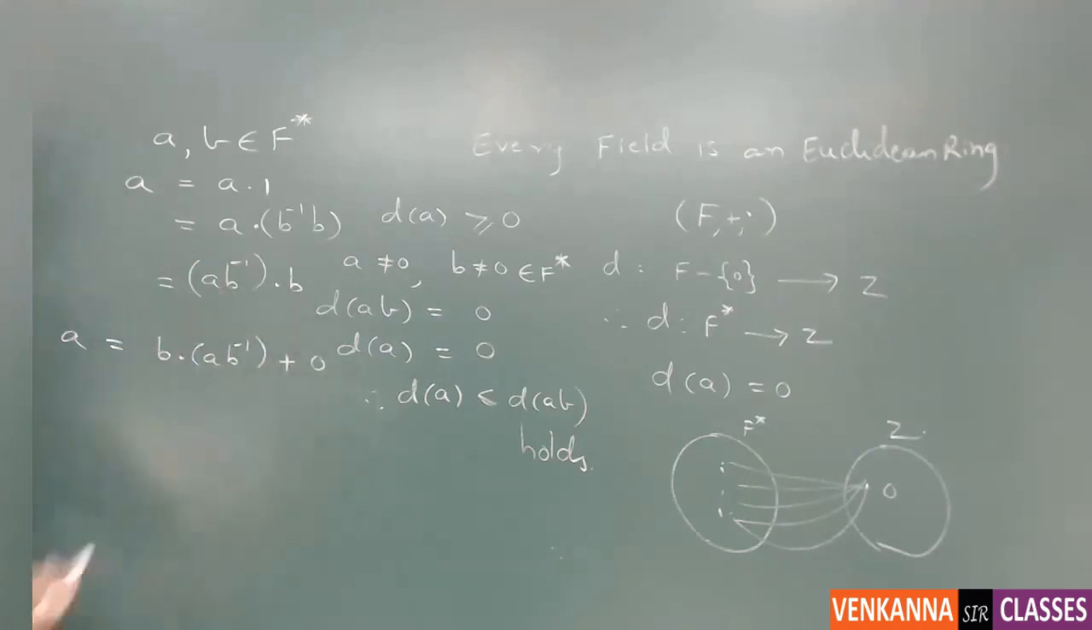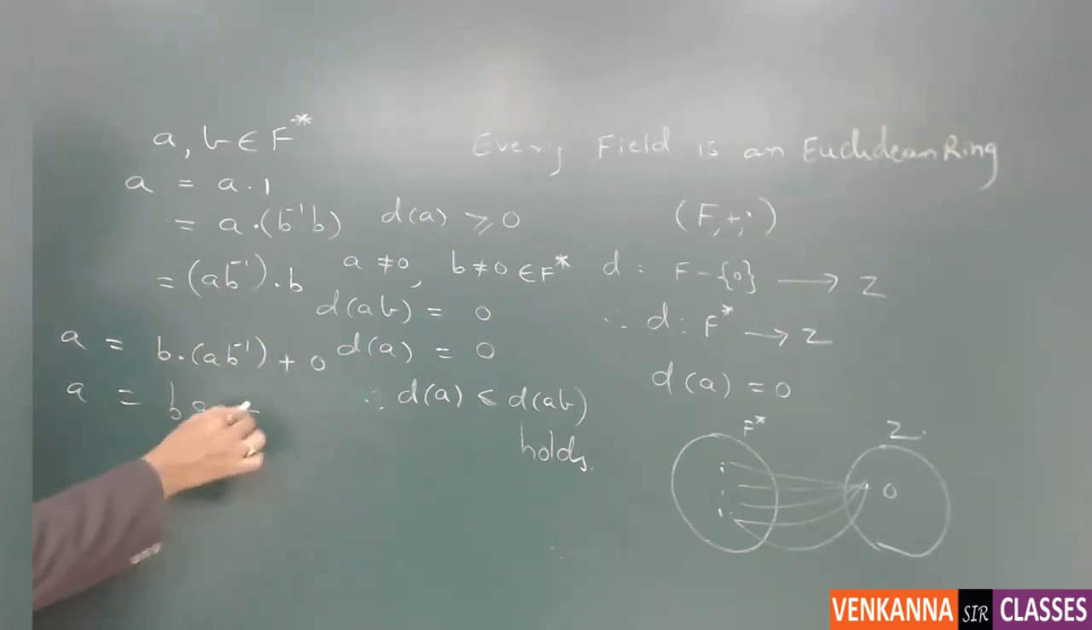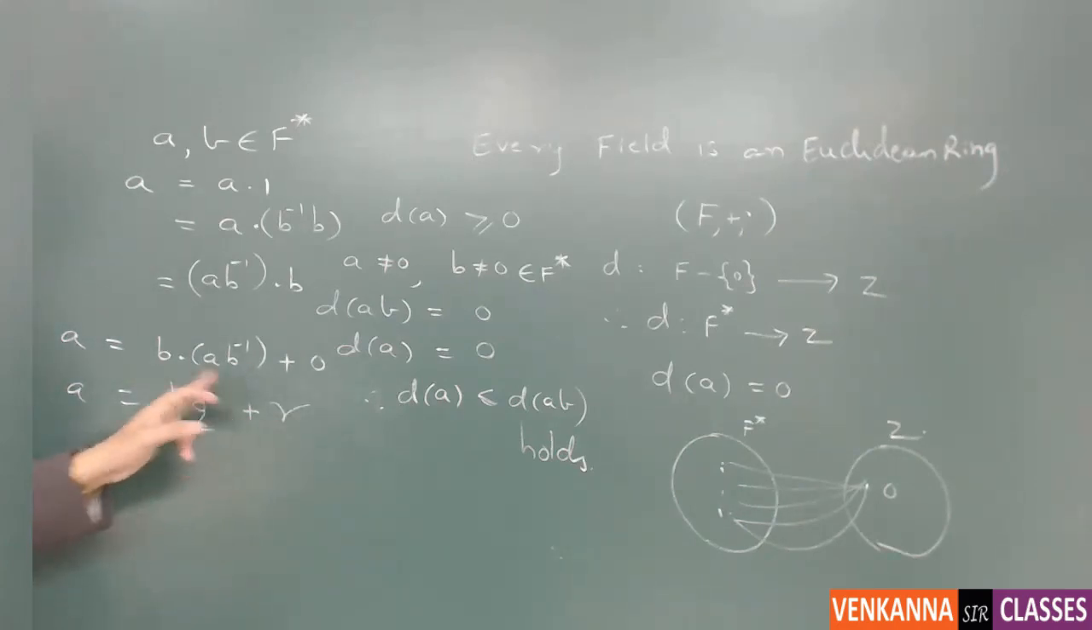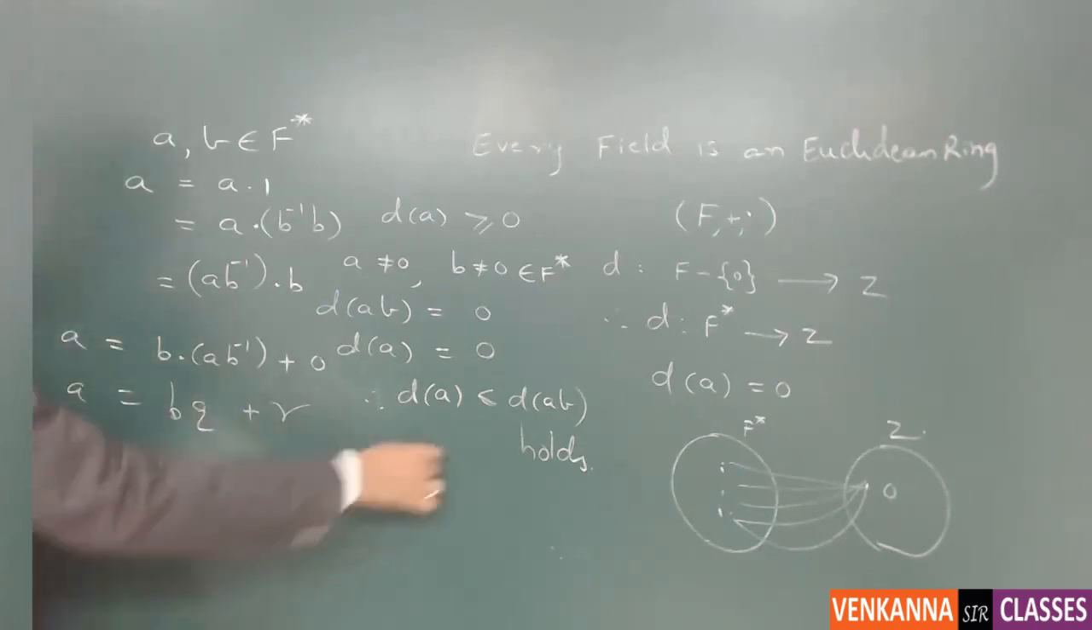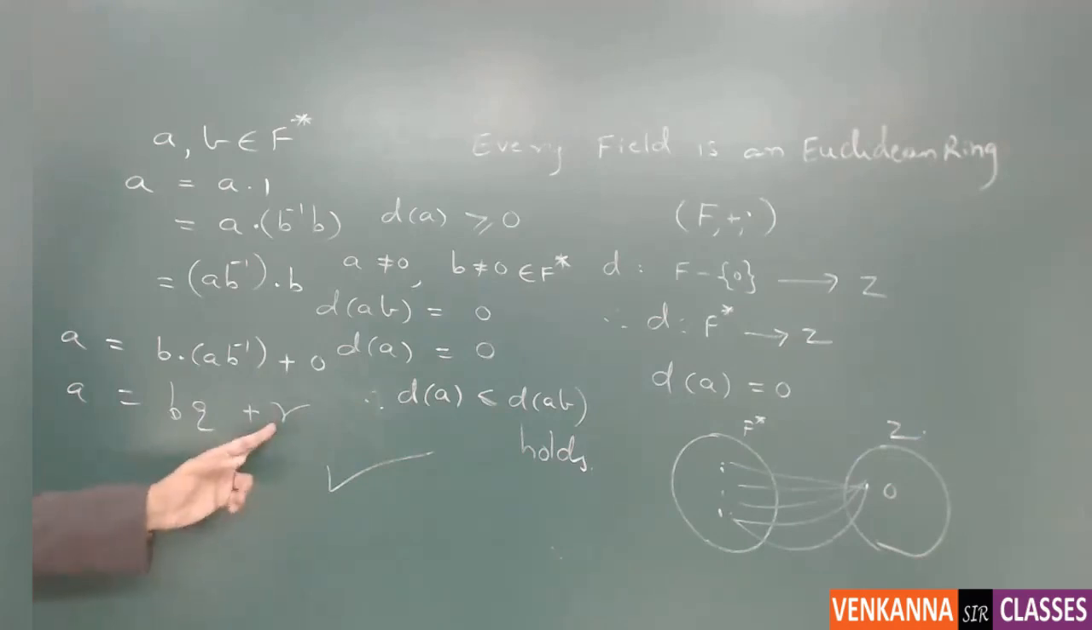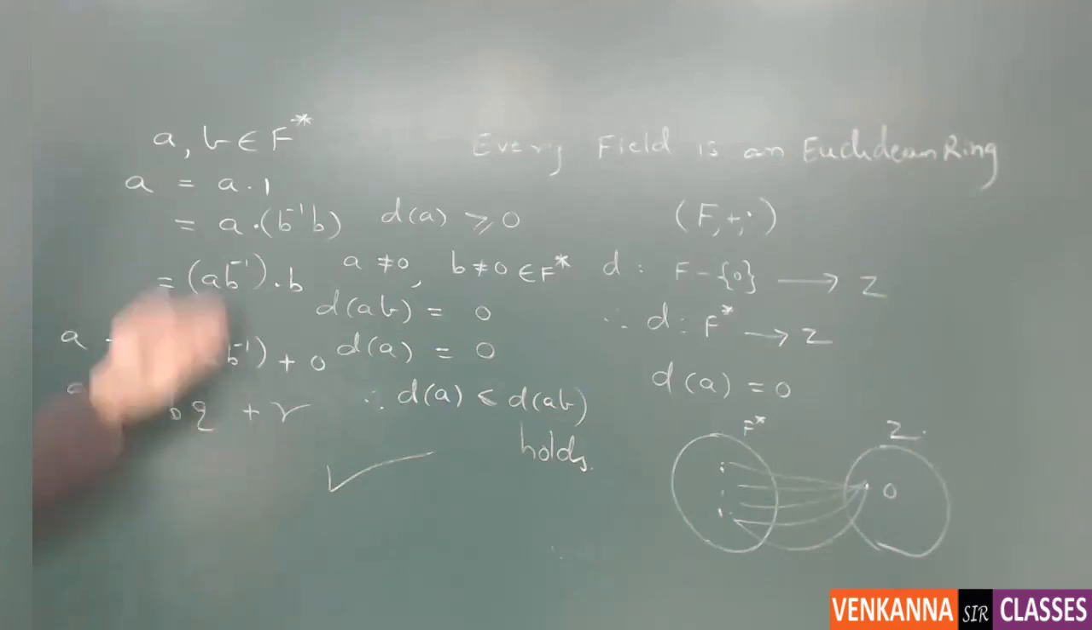So the value A is written in the form B into AB inverse plus 0. So it is of the form A is equal to BQ plus R, where the remainder is 0 and the quotient value is AB inverse. Therefore, the second condition is satisfied, because the possibility of R must be either 0 or D of R less than D of B. Here I have taken the remainder to be 0 itself. Therefore, the second condition is also satisfied. Hence, it is an Euclidean ring. Okay? Any queries for anybody? Please tell.